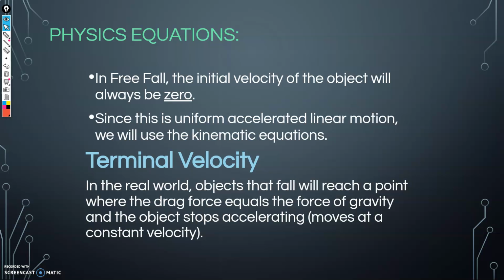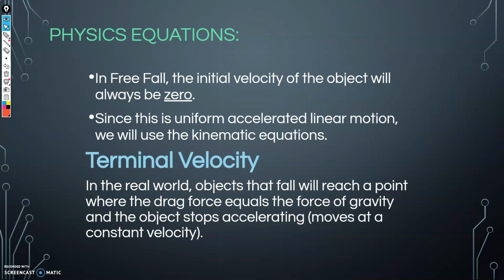In the real world, objects that fall will reach a point where the drag force, or the air resistance force, will equal the force of gravity. And at that moment, the object will stop accelerating. It just continues to fall at the same speed. That speed has a term known as terminal velocity. That means it's the final speed an object can reach due to air resistance.